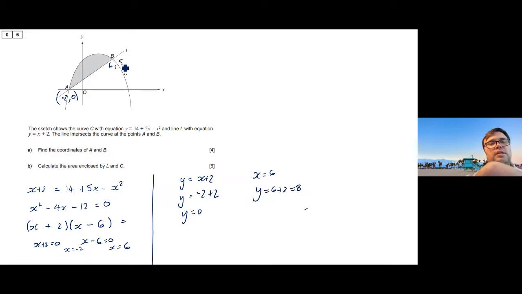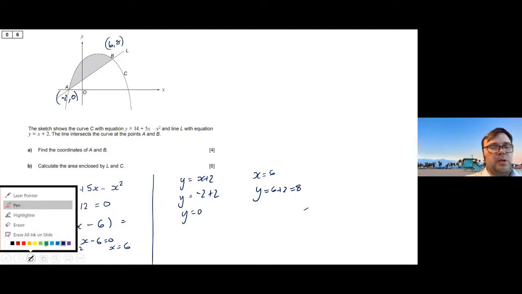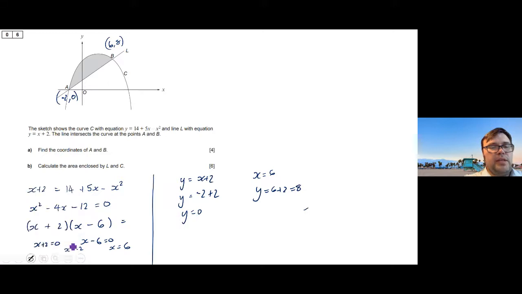So this coordinate is 6, 8. Okay, so what we've been asked to do is to calculate the area enclosed by L and C, which is the shaded region. In doing so, we know how to integrate. If we integrate the curve between A and B, we work out the full region. So we would work out the whole thing.